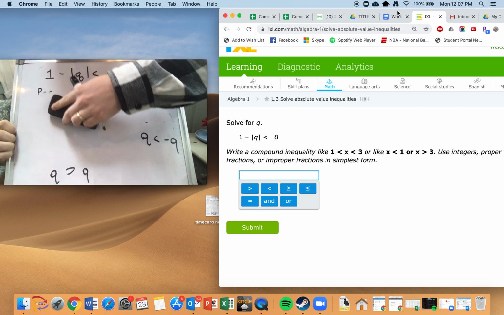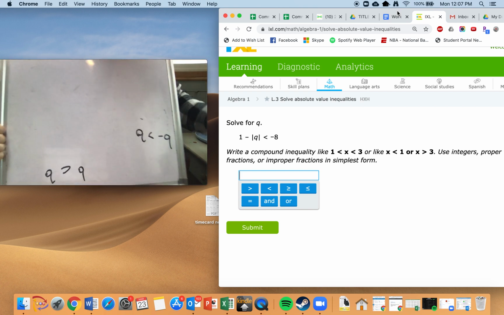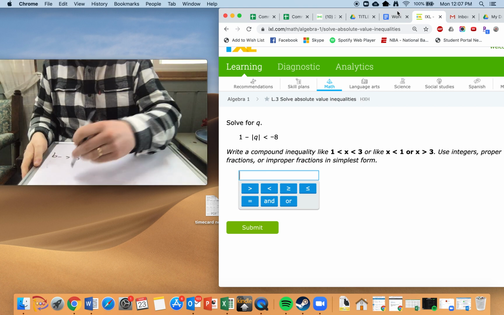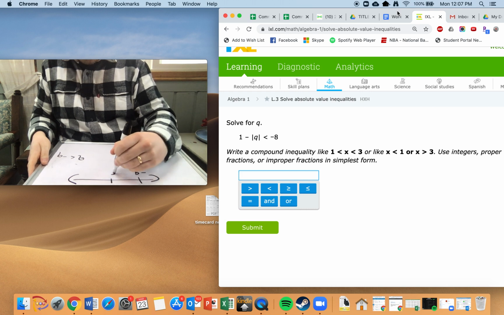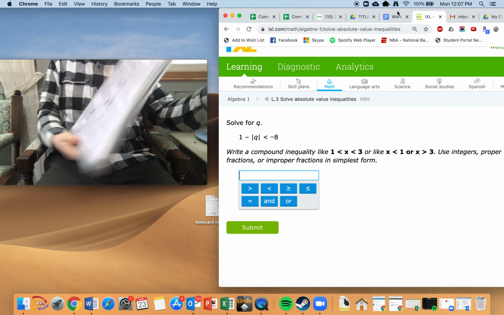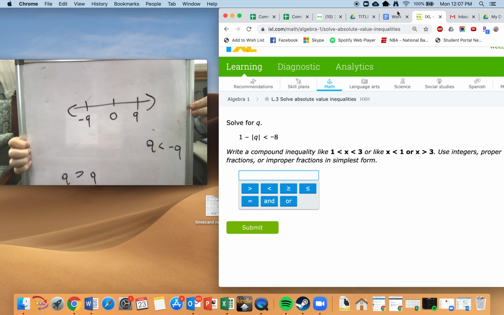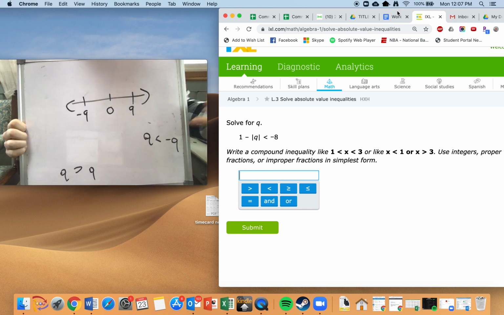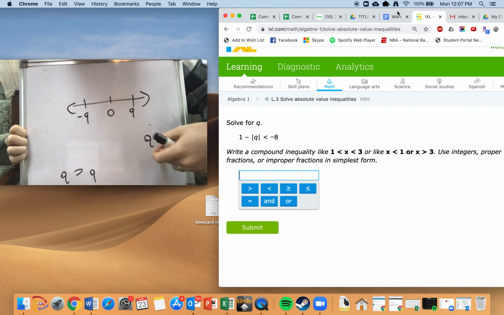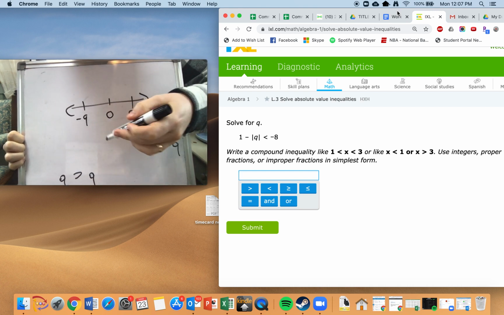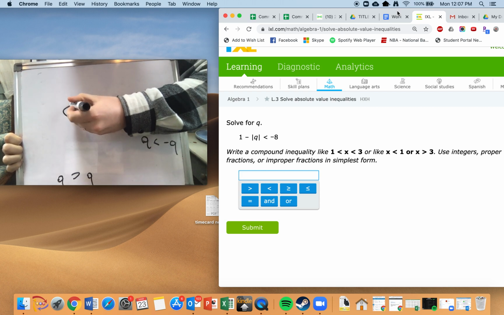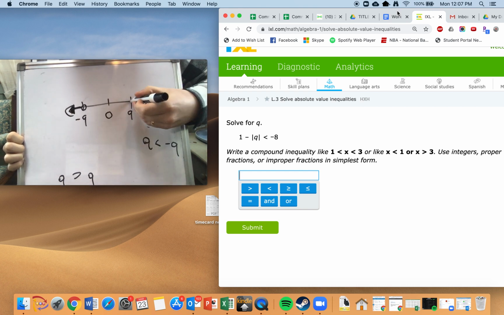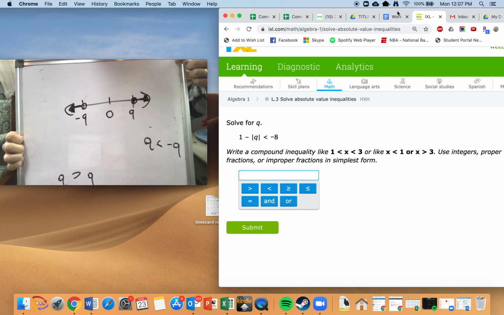And then really important with these is that you make a number line. It doesn't have to be fancy. I know that I'm going to have negative 9, I like to put 0 on there, and then I have 9. I just make sure I have my numbers on it, because the most important thing is the arrows. I know these are going to be open circles. So I'm going to put an open circle on negative 9, following the arrows, and then an open circle on the other one. Follow your arrows, just like that.